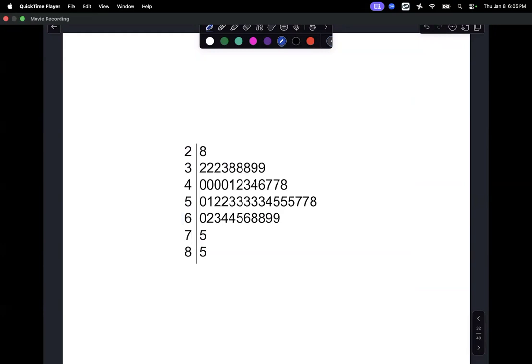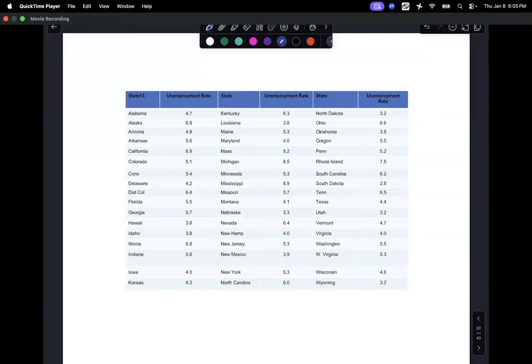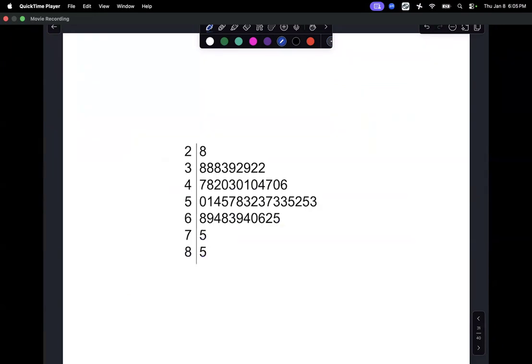So here is all the data disorganized. What I did was just go from the top to the bottom and put them in their spots. The first one was 4.7, so I put 7 after the 4. Second one 6.8, I put 8 after the 6. I just put them in all disorganized. You can't leave it this way.